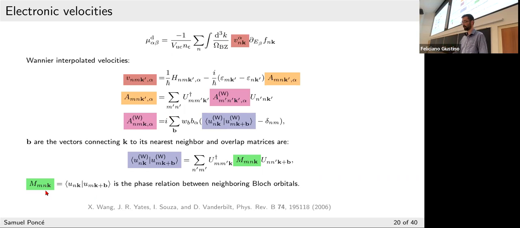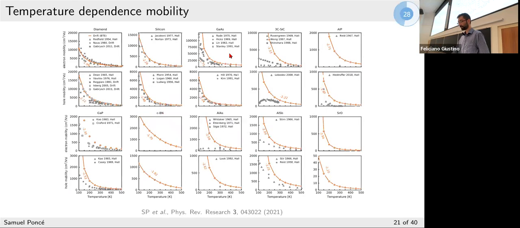And so this M_mn is computed by an ab initio software, so for example, Quantum Espresso. And so this is the overlap, the phase relation between very close k points. So this is k plus b, and b is a k point very close to the point that you are looking at. So this sort of tells you the phase and the smoothness as you move through the k points. And so with just this information and the Wannier rotation matrix, you can then obtain the velocity. So this is the second way to compute the velocity.